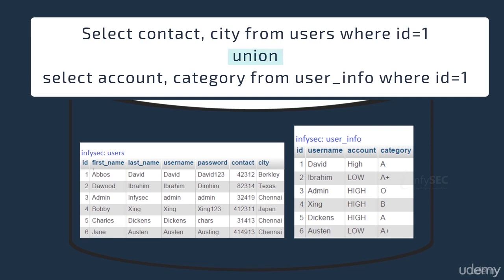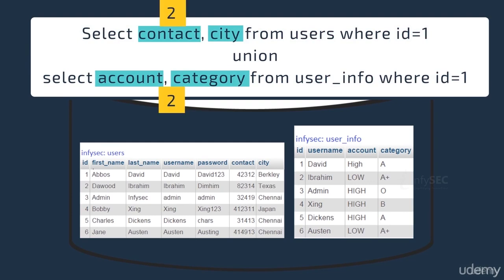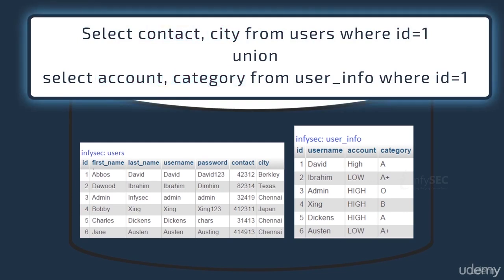In such a scenario, the union command allows obtaining a result set from different tables by combining two select statements with a condition that the number of columns selected in both the statements is the same. This is how a union command works. This command now retrieves the contact and city from the table users pertaining to user ID 1, along with the account and category from the table user_info, whose ID is also 1.